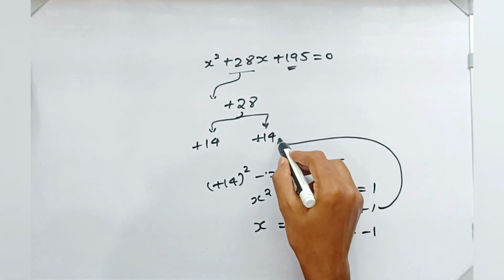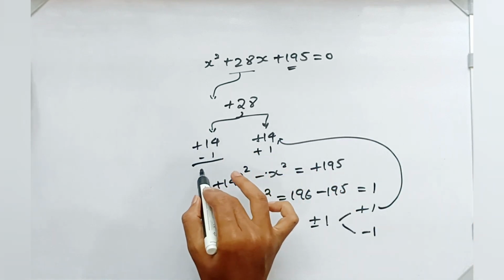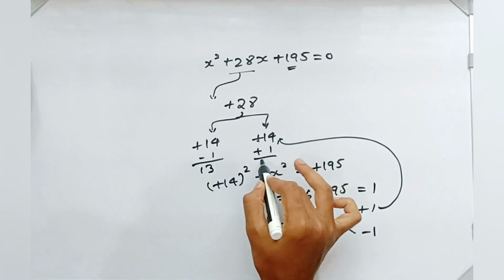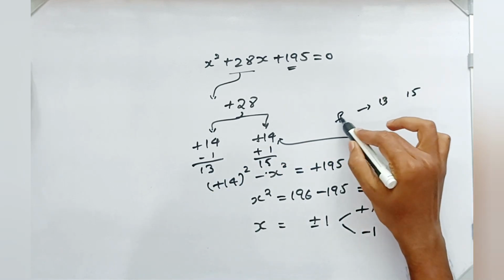Take this here. It is nothing but plus 1 and minus 1. So 14 minus 1 is 13, and 14 plus 1 is 15. We get the values 13 and 15. These are what? These are the factors. Remember that.